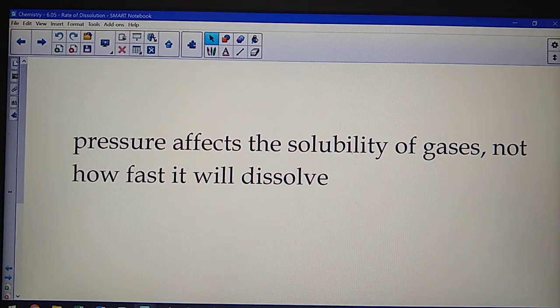Pressure, on the other hand, does affect the solubility of gases. If we have a higher pressure on gases, more will dissolve, but it doesn't affect how fast it will dissolve. So although temperature affects solubility and how fast it dissolves, pressure just affects solubility. So don't get caught up on that. Don't get tricked by that.